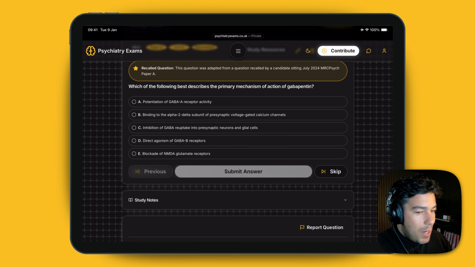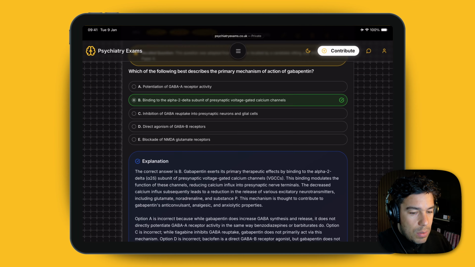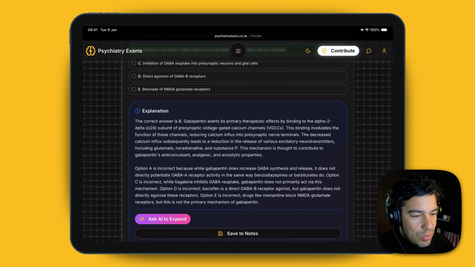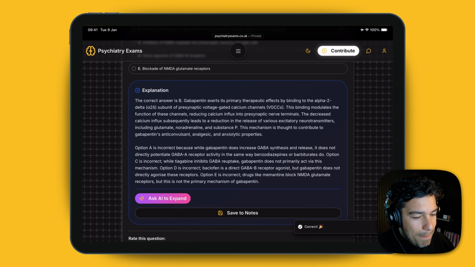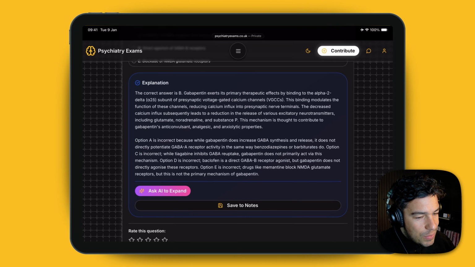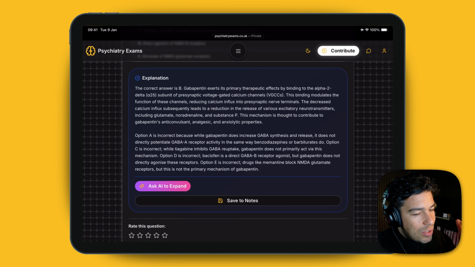It works by binding to the alpha-2 delta subunit of the presynaptic voltage-gated calcium channels. Okay, so the correct answer is B. So gabapentin exerts its primary therapeutic effects by binding to the alpha-2 delta subunit of the presynaptic voltage-gated calcium channels. This binding modulates the function of these channels, reducing calcium influx into the presynaptic nerve terminals. The decreased calcium influx subsequently leads to a reduction in the release of various excitatory neurotransmitters, including glutamate, noradrenaline, and substance P.